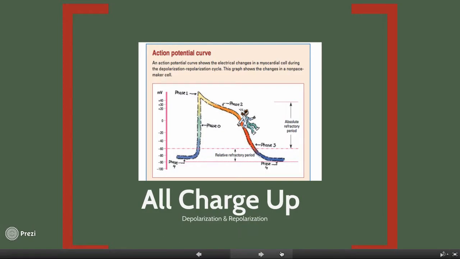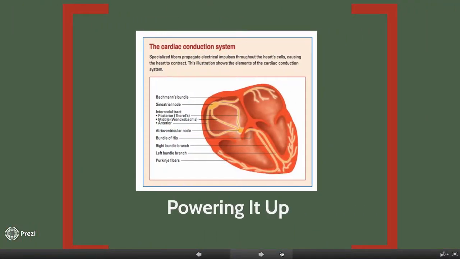All charged up, depolarization and repolarization of the heart. After the depolarization and repolarization occur, the resulting electrical impulses travel through the heart along a pathway called the conduction system. The impulses travel out of the SA node and through the intranodal tracts to the Bachmann's bundle to the AV node. From there, they travel through the bundle of His and the bundle branches, and lastly to the Purkinje fibers. This is a great picture showing you the cardiac conduction system.